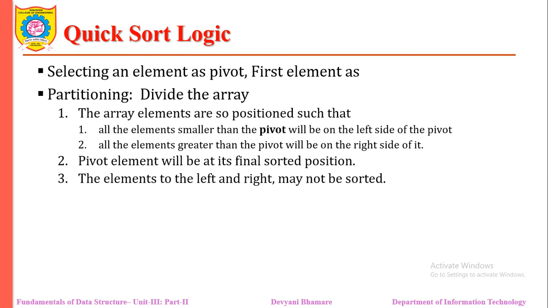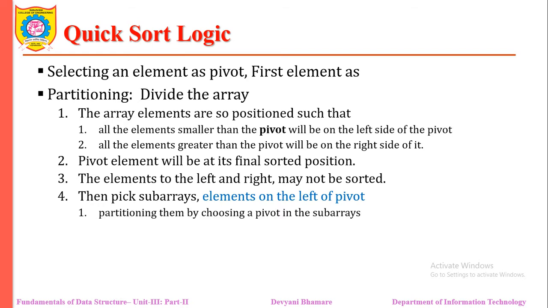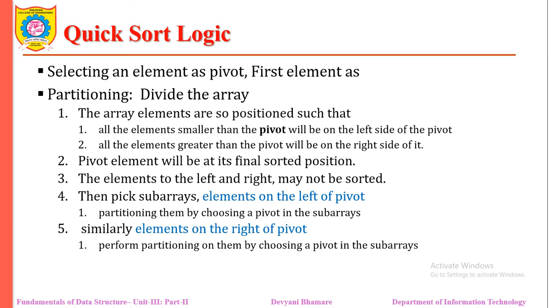Then we select the elements from the left-hand side, as they may not be sorted, and again apply the same technique by considering the first element as the pivot element. Similarly, we select the elements on the right-hand side and, again considering the first element as the pivot, do this repeatedly. So we pick the sub-arrays, choose the pivot, and partition them. This is done recursively for the sub-arrays.